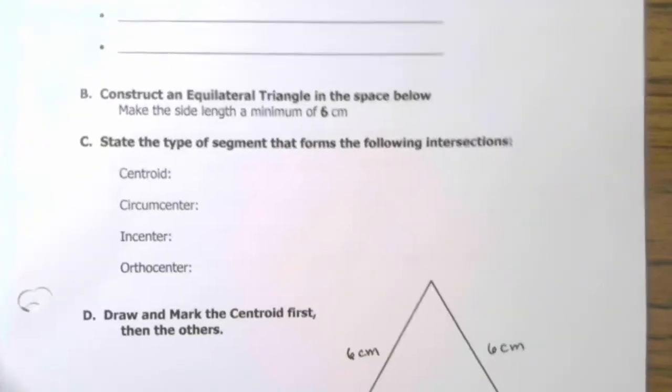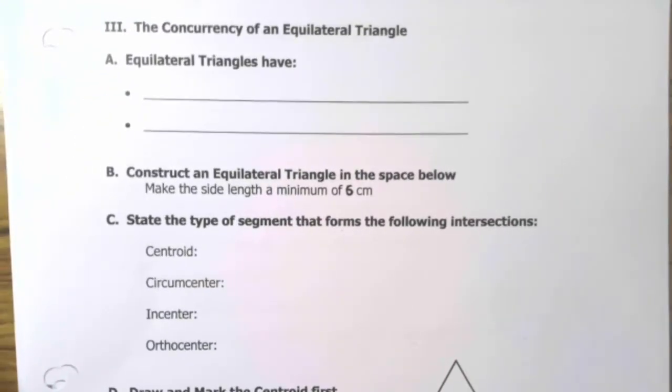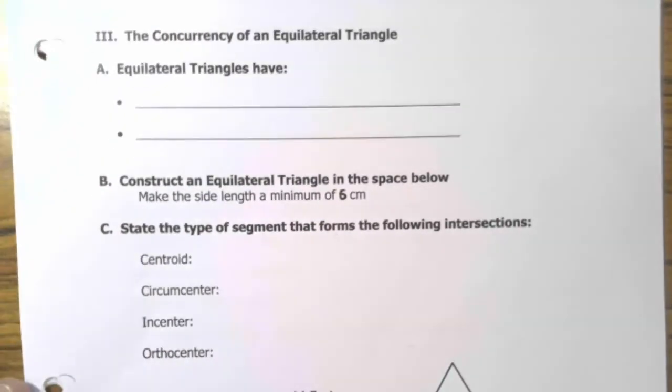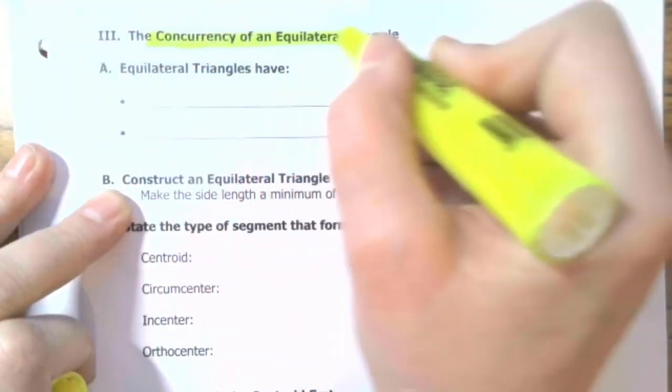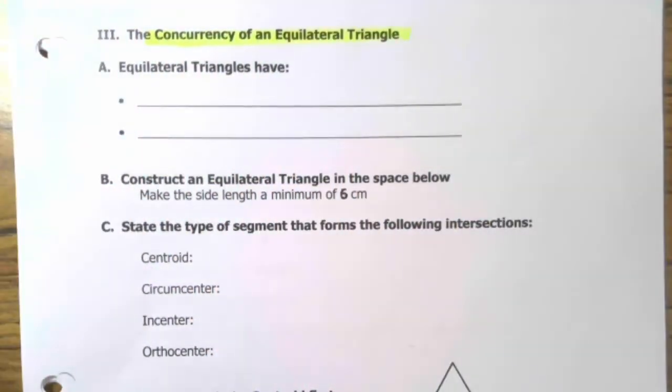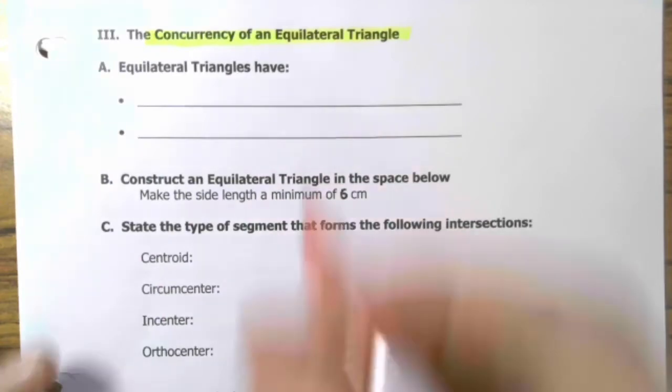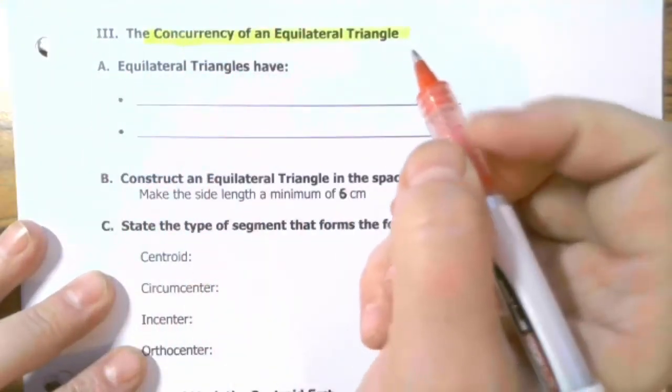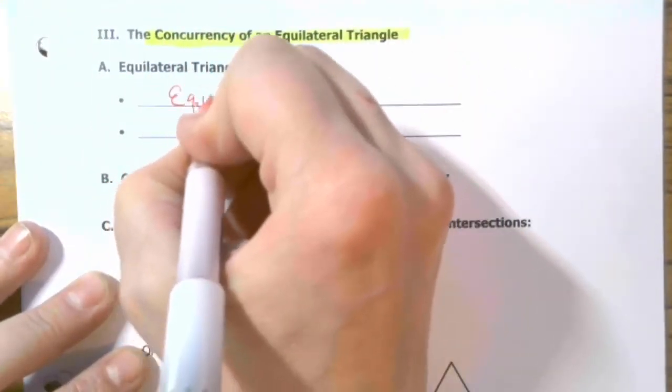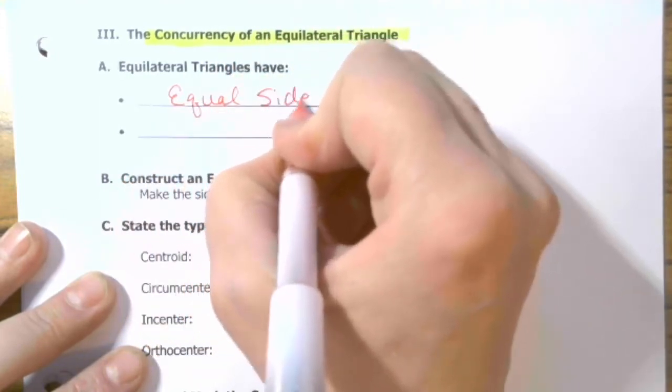Now we're going to take a little shortcut on the notes here. I don't want the notes to go too long, but we do need to learn this stuff. Okay, so this page is the concurrency of an equilateral triangle. Remember, equilateral means all the side lengths are the same. So equilateral triangles have equal side lengths.